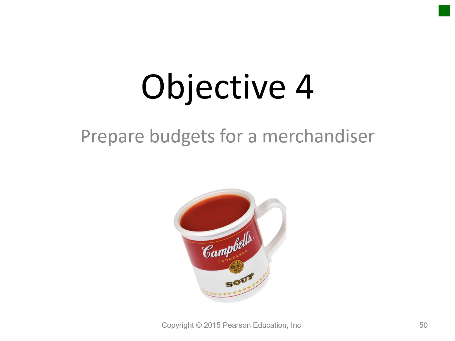Okay, so the last thing for objective 4 is to walk you through the same type of budgets, but not for a manufacturer, but to show you how they would look for a merchandiser. And for the most part, everything's going to be very similar. You'll see that in the upcoming slides.